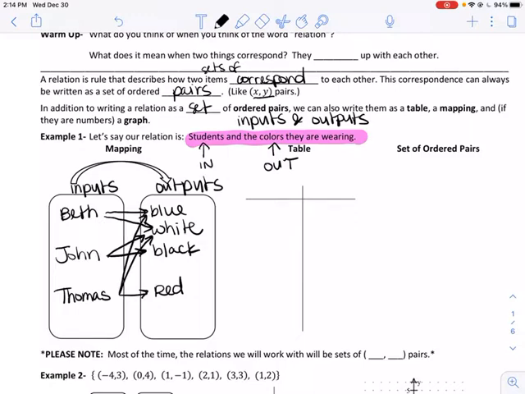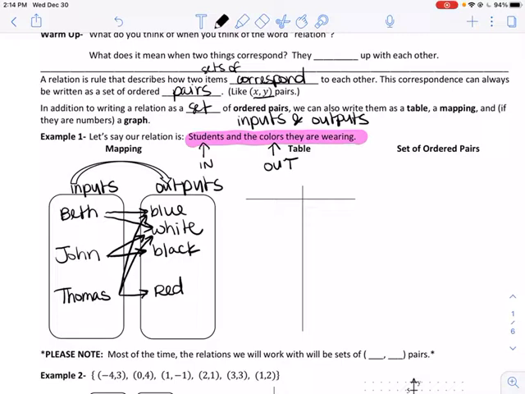So this mapping is pretty easy to understand, but it can get kind of hard to read when you have a lot of arrows. Basically it means that you look on the left, that's the person, and on the right are the colors they're wearing. Or, for each input, the outputs that come out when you put in that input are connected by an arrow.